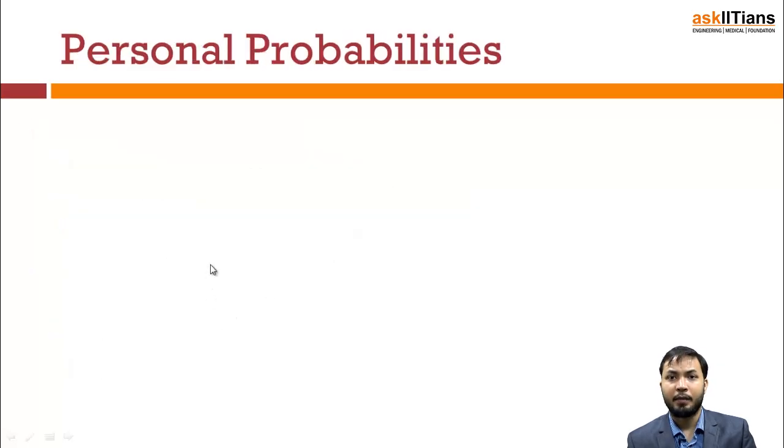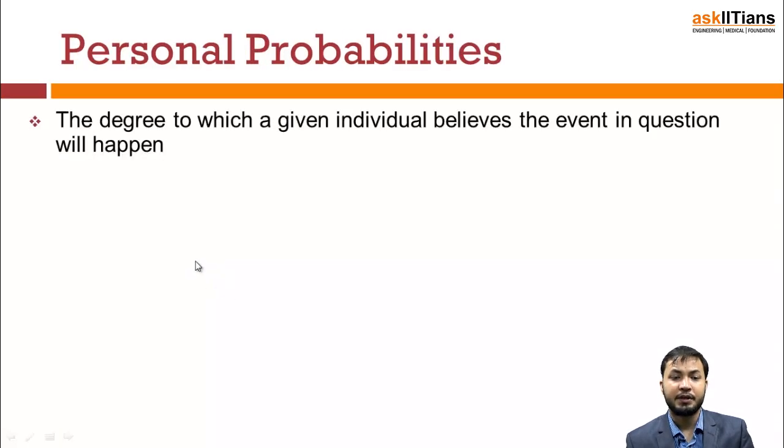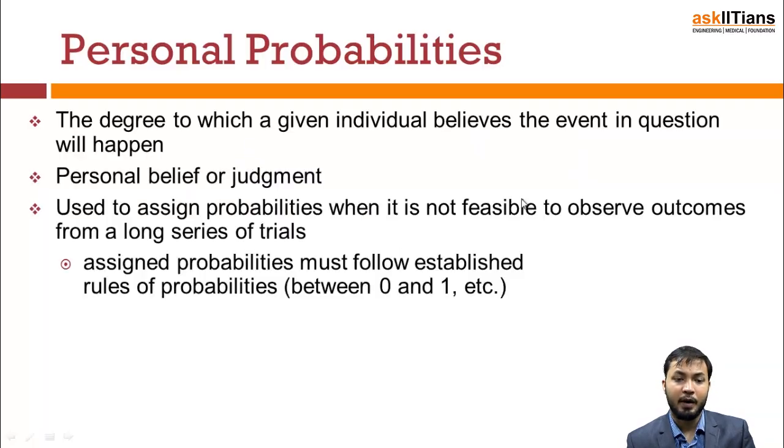Now the personal probability. Personal probability is the degree to which a given individual believes the event in question will happen. Personal belief or judgment defines personal probability. It is used to assign probability when it is not feasible to observe outcomes from a long series of trials. Assigning the probabilities must follow the established rules of probability, between 0 and 1.